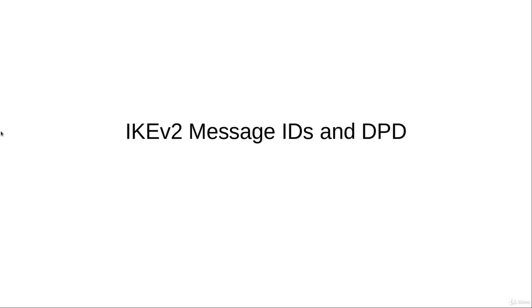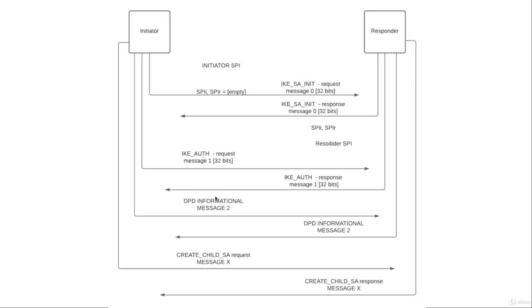Hello. In this lecture we will discuss additional topics which includes message IDs and DPD messages. In IKE version 2, messages are in pairs. The pair consists of a request-response pair. The request and response have the same message ID.